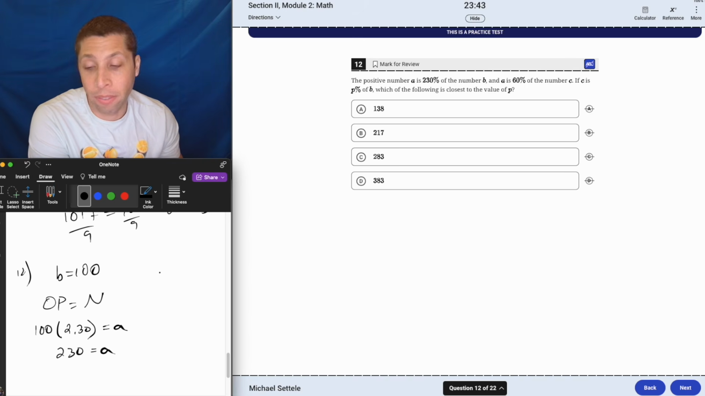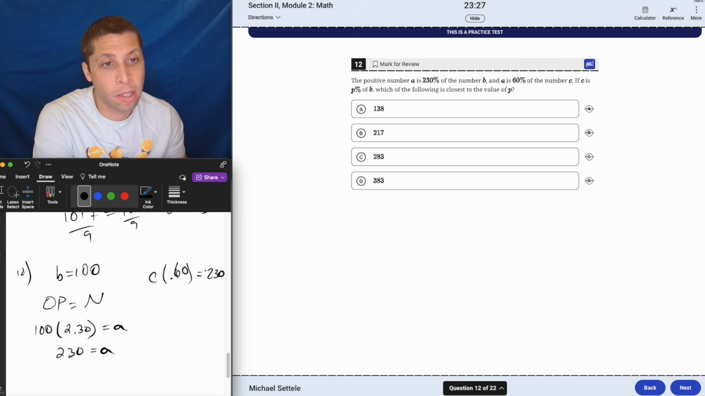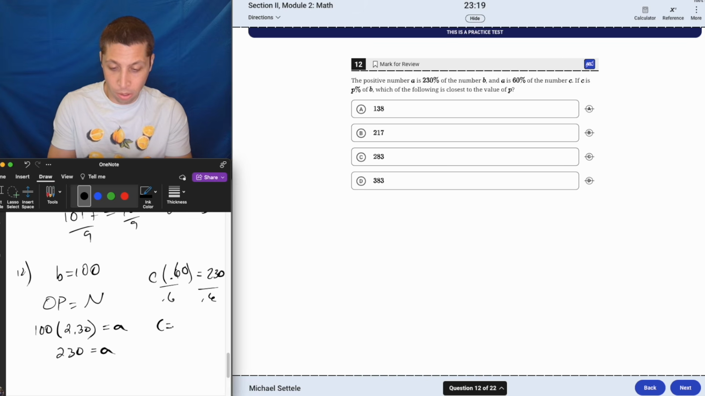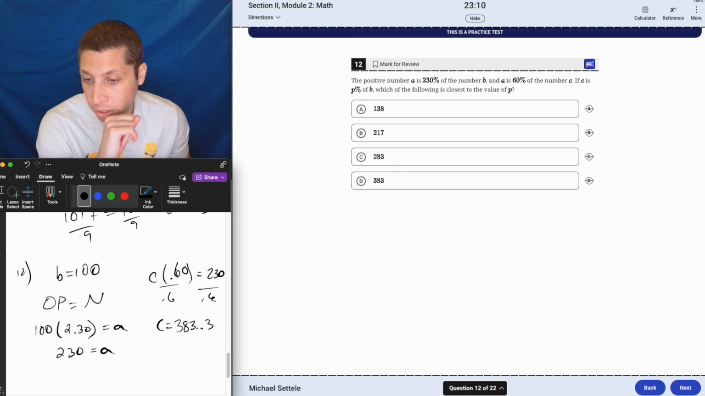And A is 60% of the number C. So again, A is 60% of the number C. So C is my original. 60% is 0.6. And A, which we now know is 230, is the new value. So C is the original, so we divide by 0.6. C is 230 divided by 0.6, which is 383.3 repeating.